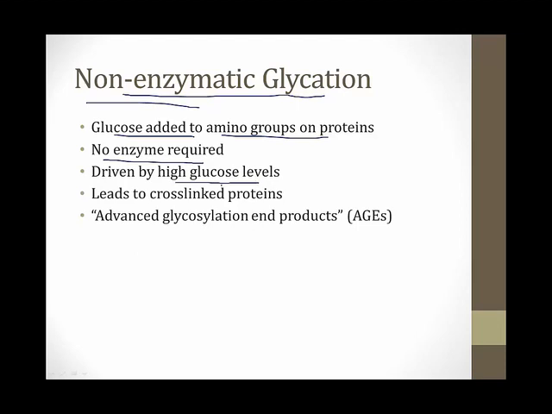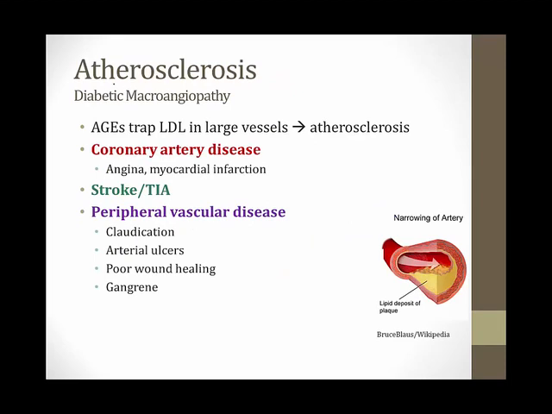The glycated proteins can become cross-linked, and this can lead to substances called advanced glycosylation end products, or AGEs, and these underlie the pathophysiology of many of the complications of diabetes. AGEs have been shown to play a role in the development of atherosclerosis among diabetics. This is sometimes referred to as an example of diabetic macroangiopathy because this disease process involves the large blood vessels. AGEs have been shown to trap LDL in large blood vessels, and this can lead to atherosclerosis. And diabetics have increased rates of all forms of atherosclerosis.